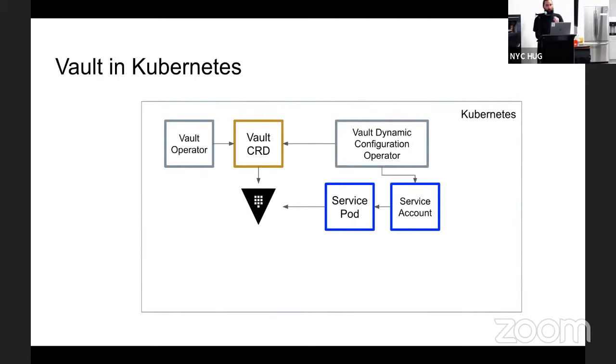So then we also have what we call a Vault dynamic configuration operator. It's kind of a mouthful. We didn't want to name it something cute. We didn't want to go with a nautical theme or a K theme or a Greek theme. So that's what it is. What it does is that it discovers service accounts and annotations on them, and it reconfigures Vault so that those services, workloads that are using those service accounts, can authenticate to Vault using that identity.